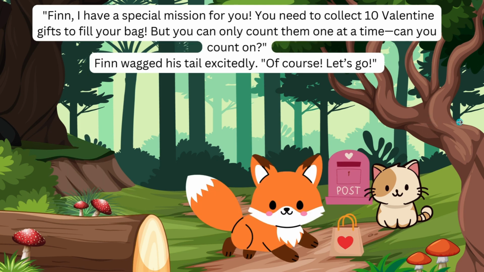Finn, I have a special mission for you. You need to collect 10 Valentine's gifts to fill your bag, but you can only count them one at a time. Can you count on? Can you guys help him? All right, good job. Finn wagged his tail excitedly. Of course, let's go.